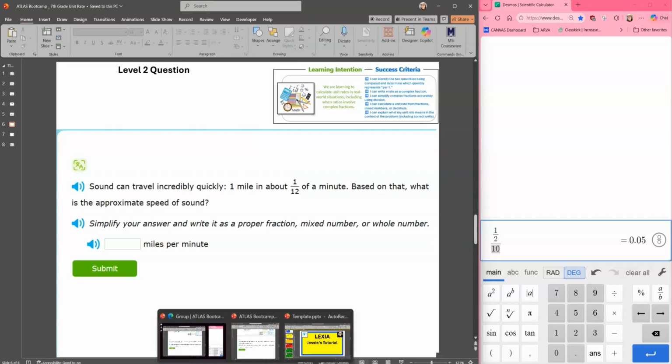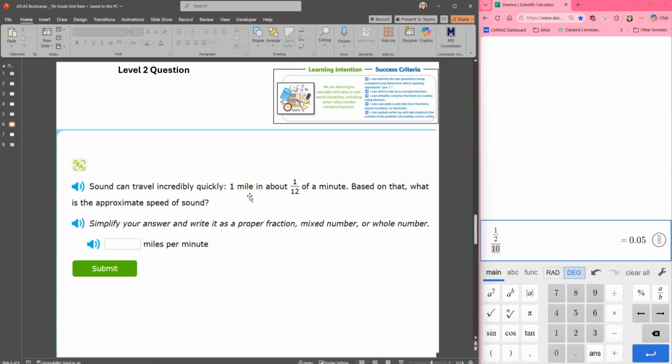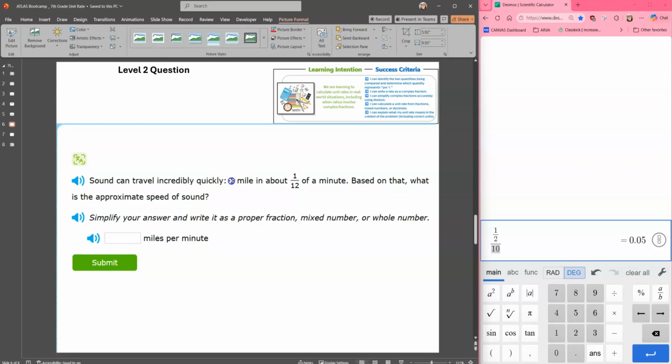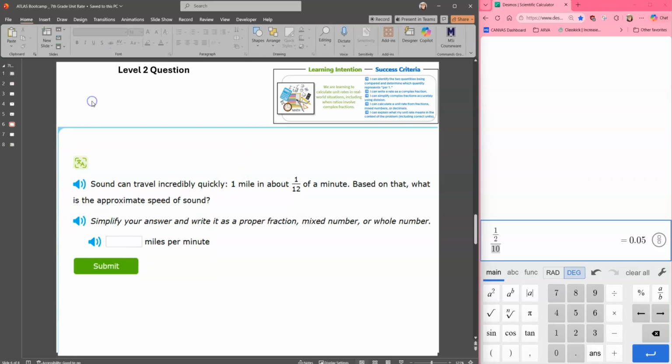All right, so go ahead and pause and attempt this problem. Alrighty, my friends. So sound can travel incredibly quickly, 1 mile in about 1/12 of a minute. Based on that, what is the approximate speed of sound? Simplify your answer and write it as a proper fraction, mixed number, or whole number.